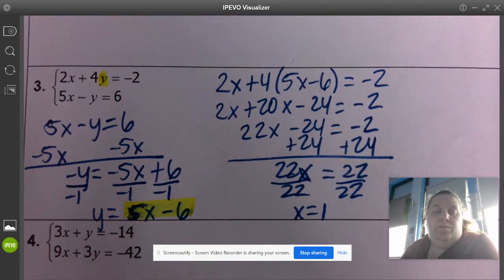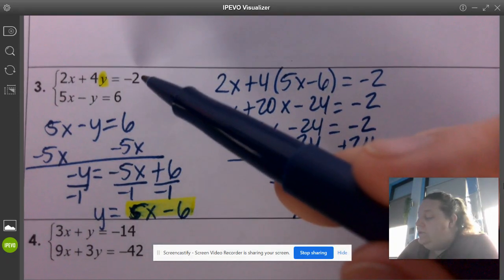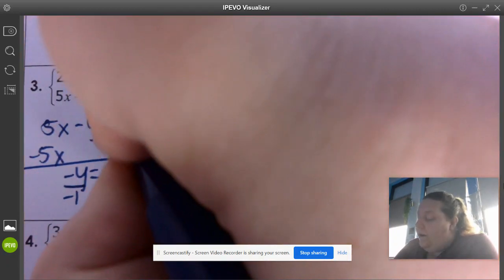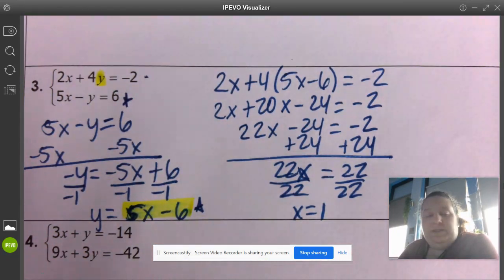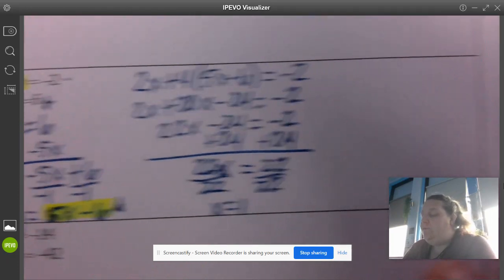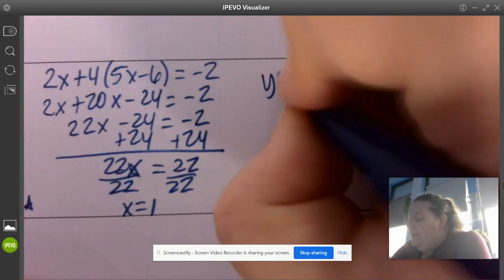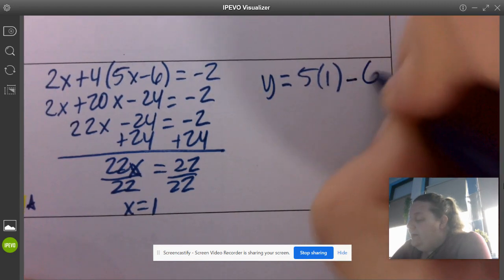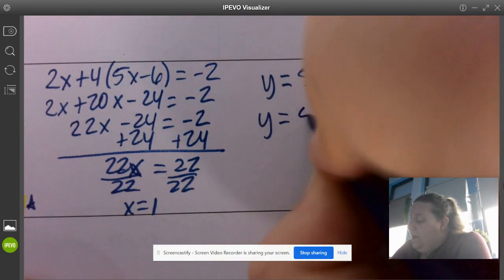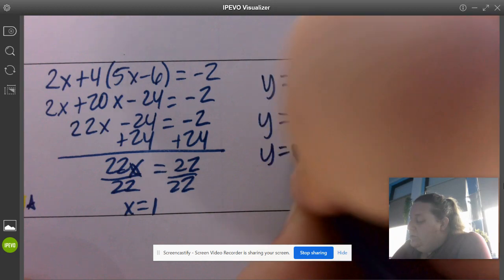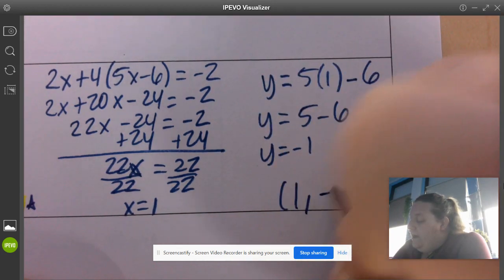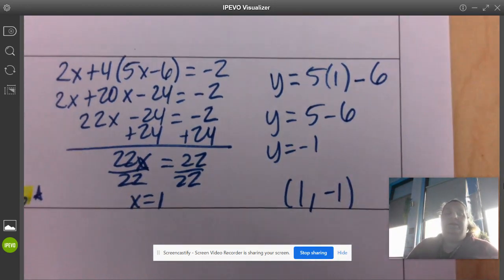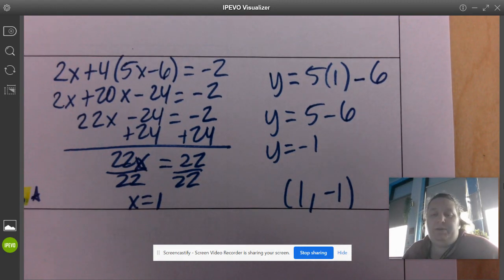All right, so now we need y. Once again, I can plug it into this equation or this one because they're the same. So I'm going to use the one that we rewrote because it's going to give me y right away. So y equals 5 times x, which is 5 times 1 minus 6. So y equals 5 minus 6, which is negative 1. So as an ordered pair, these two lines would cross at 1, negative 1. That would be their solution.